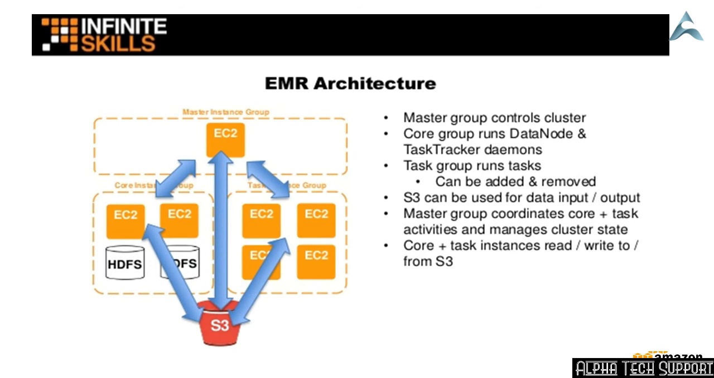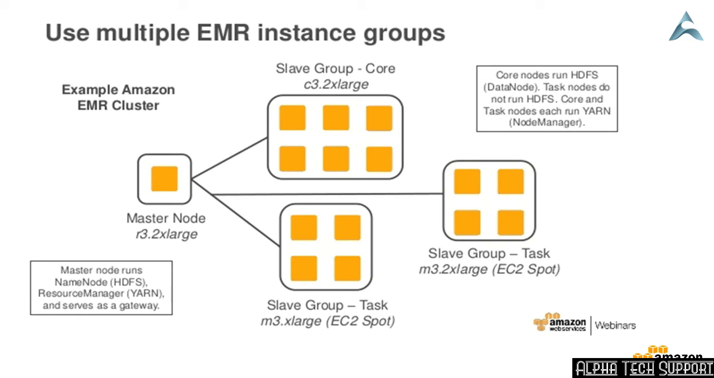Use multiple EMR instance groups to perform a large number of operations. Master node or slave group, slave node. This is a simple architecture. It is nothing different. Similar to HDFS and Yarn, the HDFS name node and Yarn resource manager.